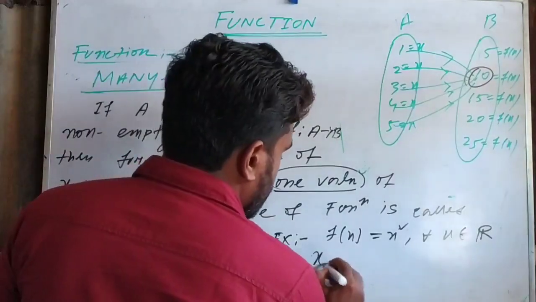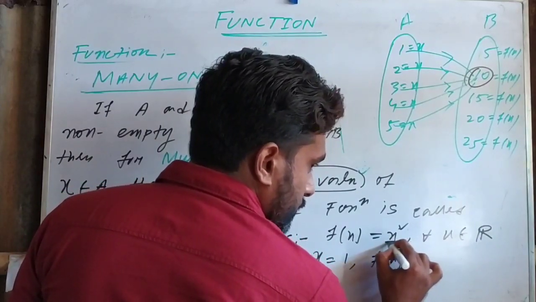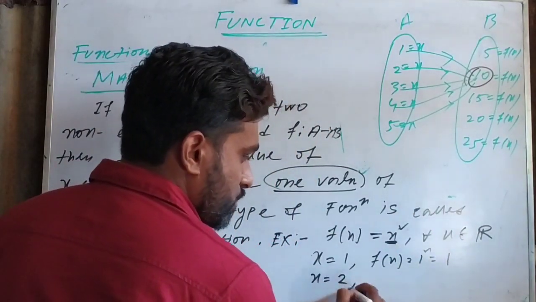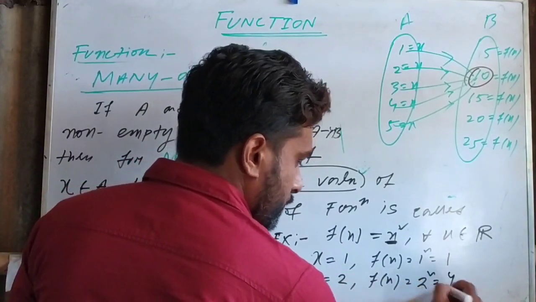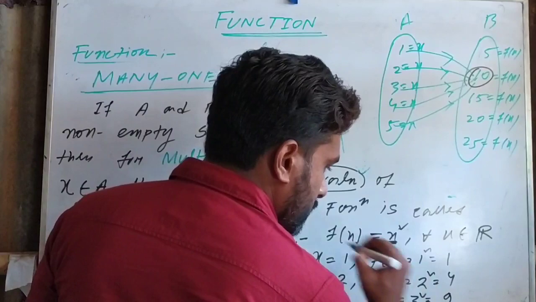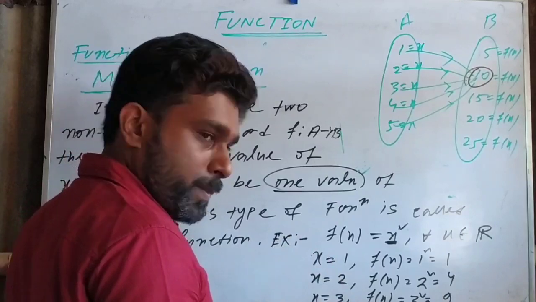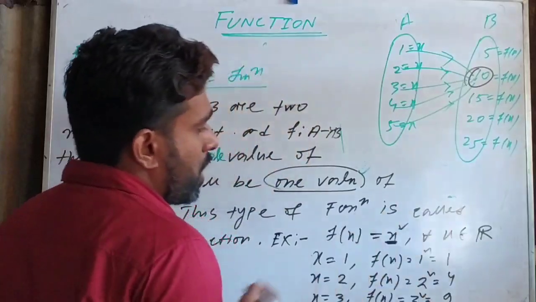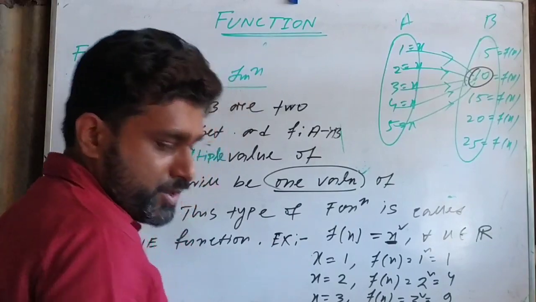So now if x equals 1, then f(x) equals 1 square, that is 1. If you choose x equals 2, f(x) equals what? Just put the value, 2 square, that is 4. x equals 3, then f(x) equals 3 square, that is 9. If I proceed the same steps further, you will get different inputs and different outputs here. Okay, but if I choose here, just see.